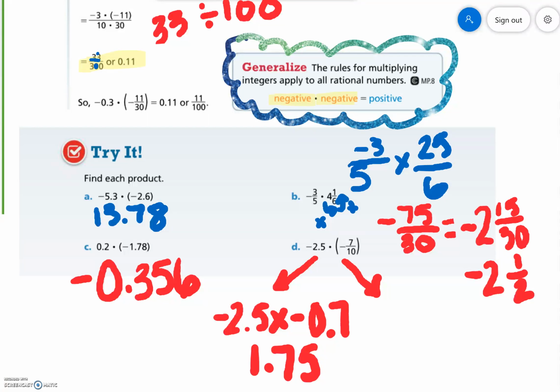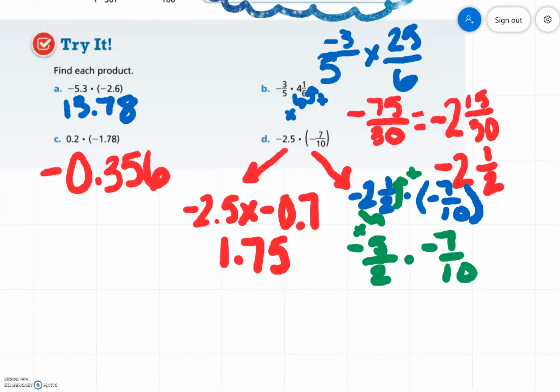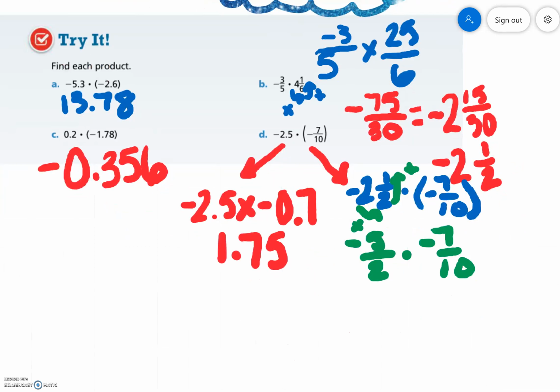Our other option is to do it with a fraction. Negative 2 1/2 times negative 7/10. Just like up above, I need to change this into an improper fraction. So multiply and add. 2 times 2 is 4, plus 1 gives us a negative 5/2 times negative 7/10. Just like we mentioned, we know a negative times a negative is a positive. So my answer is going to be positive 35 over 20.